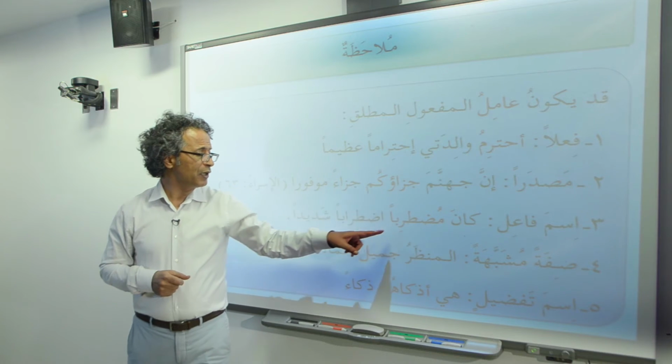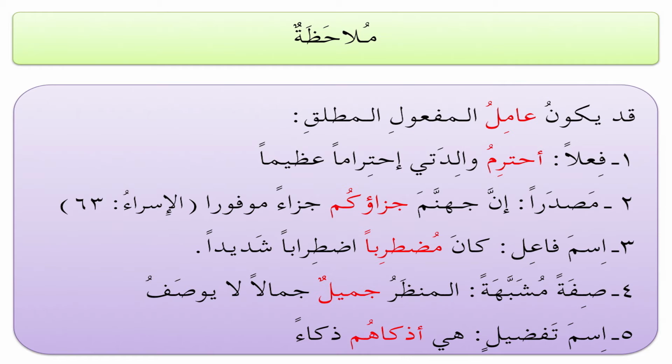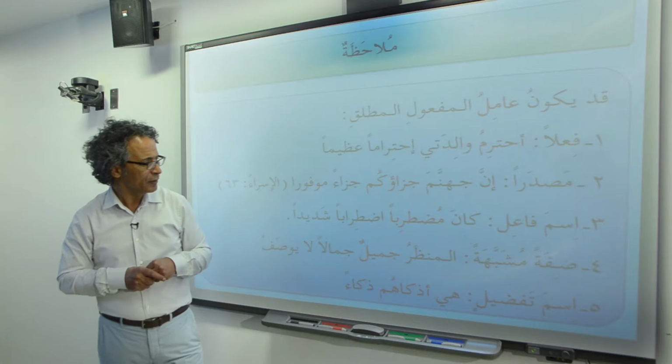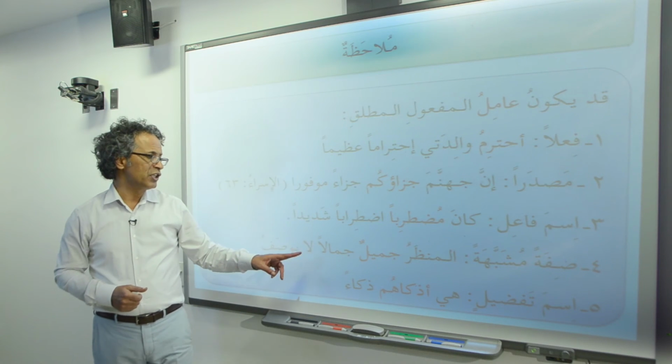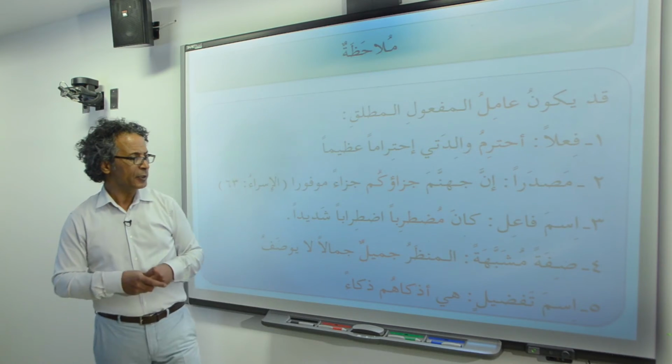اسم فاعل, it can be اسم فاعل as well. كان مضطربا اضطرابا شديدا. So مضطربا, that is اسم فاعل. اضطرابا is following it, so it is العامل. He was shaken a great deal, right? صفة مشبهة. It can be also a kind of صفة. المنظر جميل جمالا لا يوصف. So جميل جمالا مفعول مطلق. The view is beautiful, a beauty that cannot be described, right?